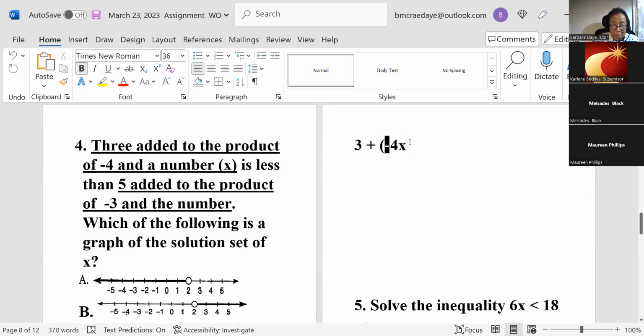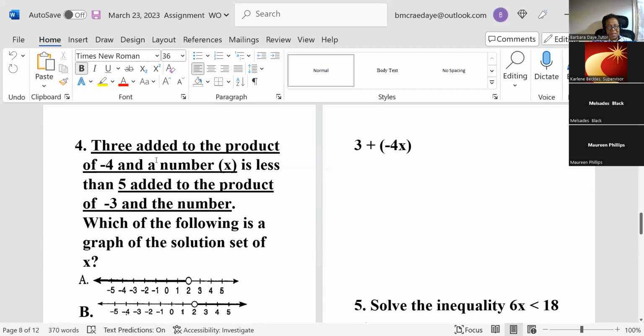But let's just put it minus plus the product of -4 and the number X. So I'll put that there. Miss, what worries me is when you say the product. I thought I have to find a number first before I go to the -4. But it says the product of -4 and the number is X. They already got the number, they already got the variable.